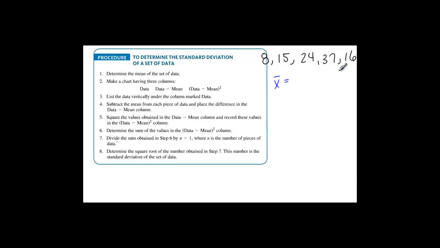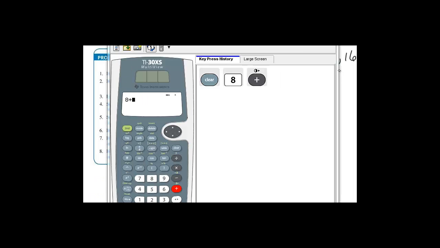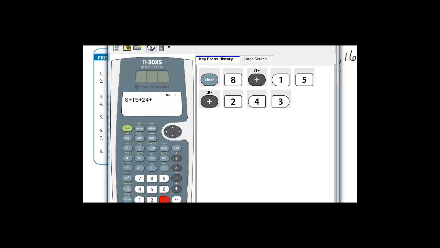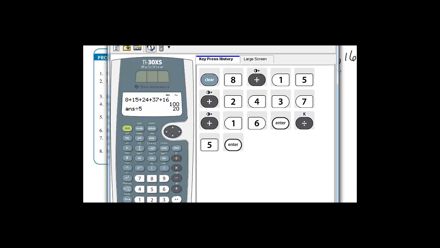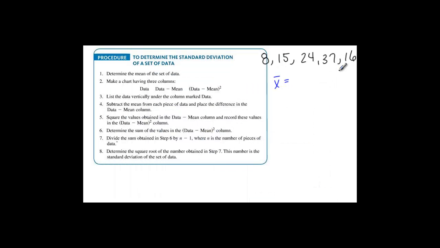So to determine the mean, we would add 8 plus 15 plus 24 plus 37 plus 16, and then we want to divide that by the 5 pieces of data, which gives me a mean of 20. So the mean is equal to 20.